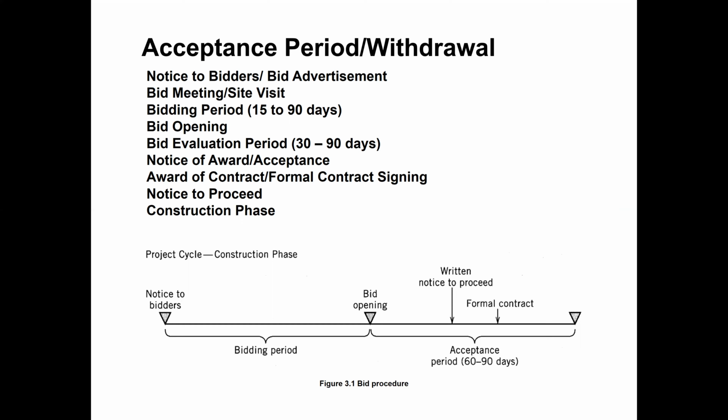Once we advertise the project, the interested contractors will get those documents from the owner or the consultant office, because the consultant works on behalf of the owner. They can obtain the set of drawings and all the contract documents. Then there is a bid meeting or site visit. It's always good that the consultant and owner ask those bidders to come and visit the site, to have a look at how the site looks.